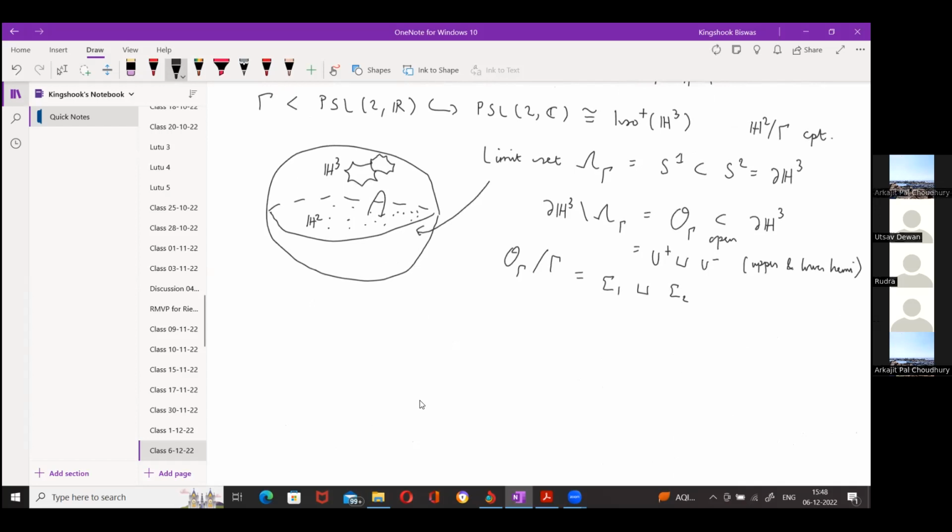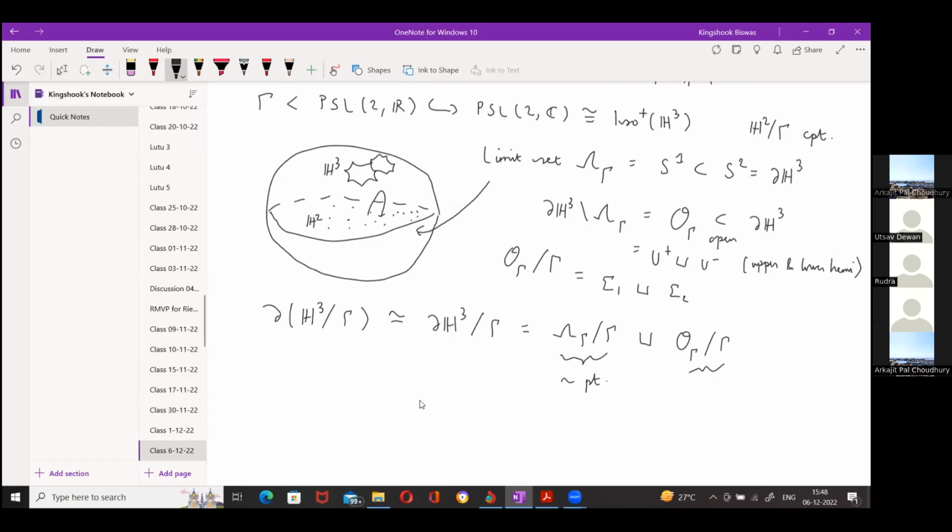And so in that sense, the boundary of H3 mod gamma, this you identify with boundary H3 mod gamma. And this is the limit set mod gamma disjoint union. This open set is called the domain of discontinuity mod gamma. So this part, the limit set mod gamma, this is bad. This is like a point.